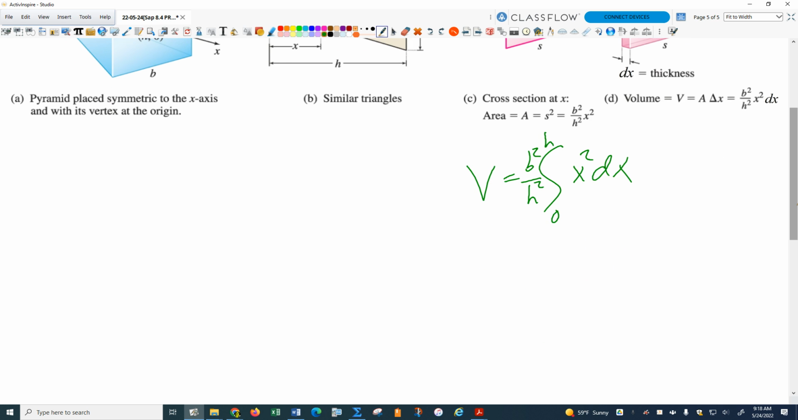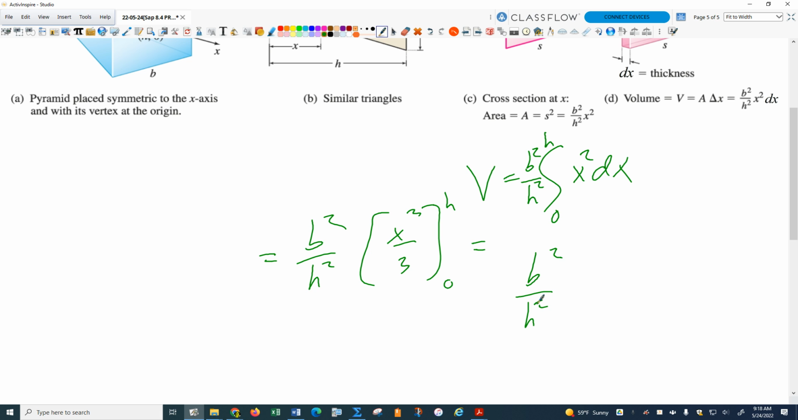Okay. And so what's that going to give us? B squared over h squared. Integral of x squared is what? X cubed over 3, evaluated from 0 to h. Well, that's just going to give us b squared over h squared times h cubed over 3. So it's 1/3 b squared h. Okay.